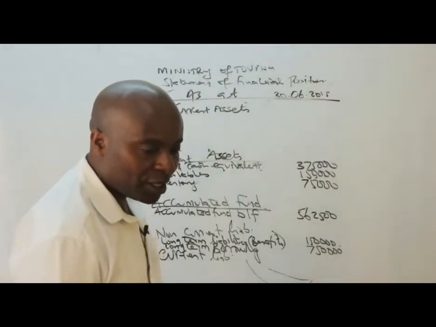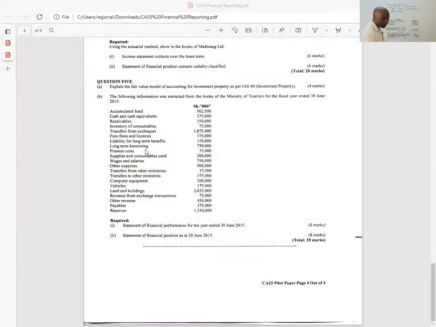So from there, we have finance cost. Of course, we took that to the statement of financial performance. Supplies and consumables, the same. Wages and salaries, we took them somewhere. Transfers. I can see some assets existing there. Computer equipment. Where should I put computer equipment? Under current assets or non-current assets?